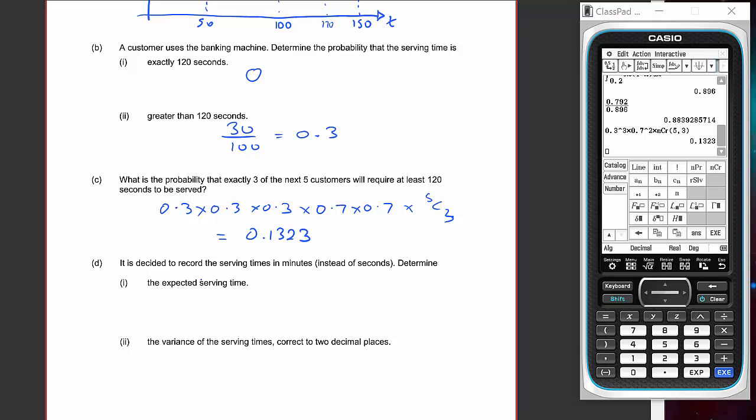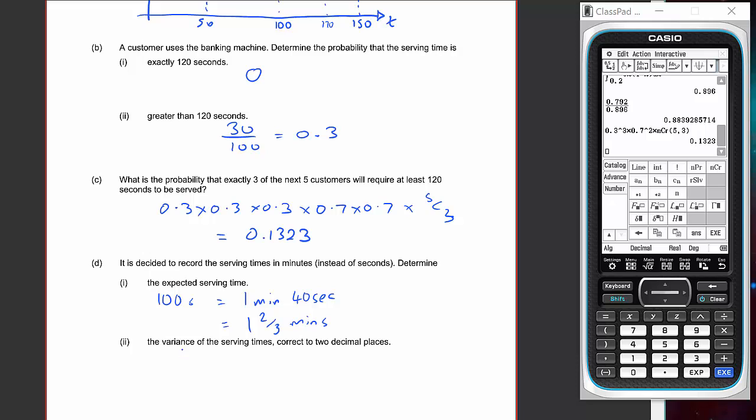It is decided to record the serving times in minutes instead of seconds. Determine the expected serving time. Well, we know it's 100 seconds, so that's 1 minute 40 seconds, which is 1 2/3 minutes.